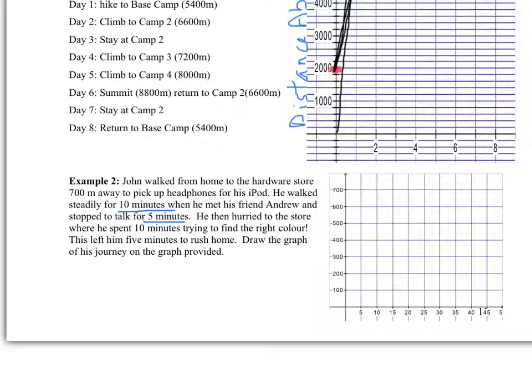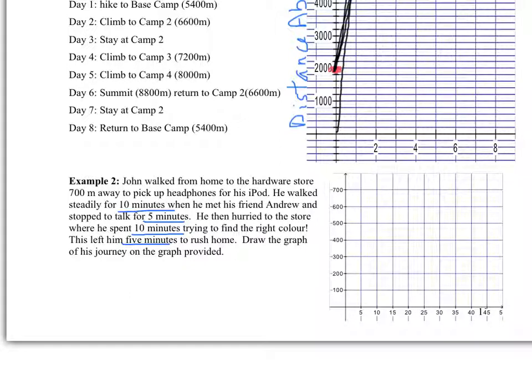He then hurried to the store where he spent 10 minutes looking for the right color. And then 5 minutes, he then hurried home. And we also see that everything's a distance from home. So I'm going to stop and make the graph. If we add up these times, we can see that we've got 10, 15, 25, 30 for that.